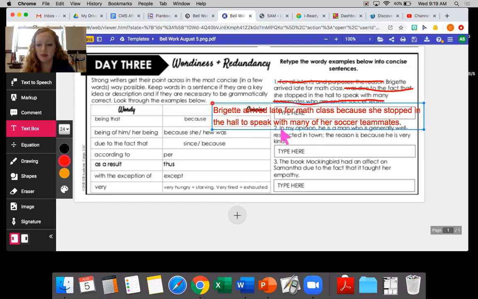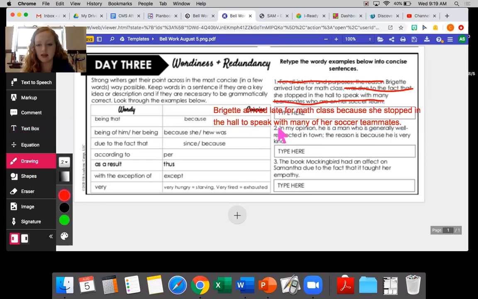In my opinion, we don't really need that, so I'm going to use back to my drawing. This helps me think. We don't need "in my opinion." He is a man who's generally well respected in town. The reason is because he is very kind. So we have a compound sentence here because it has a semicolon. We don't need a compound sentence. We can shorten this to more of a simple sentence. Actually, it'll be complex, but anyways.